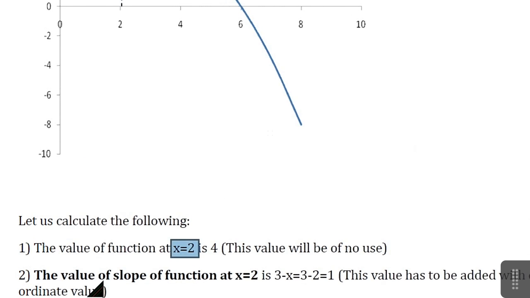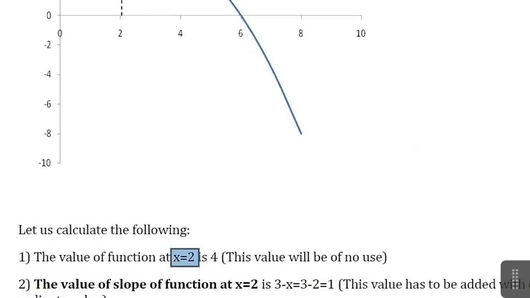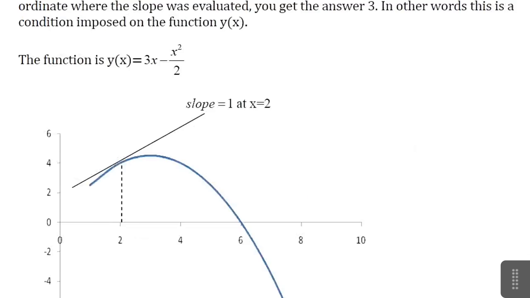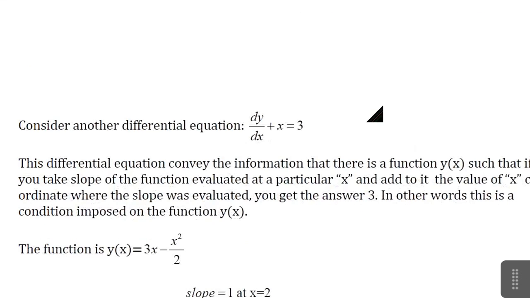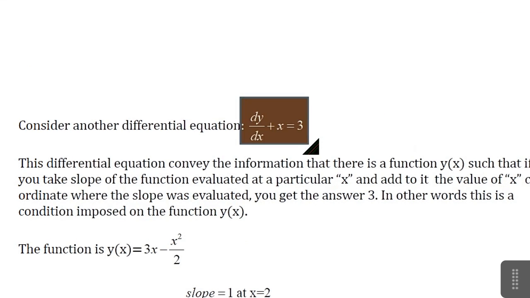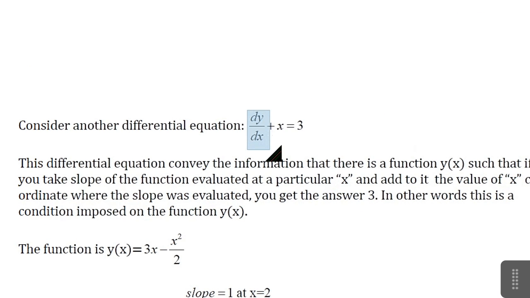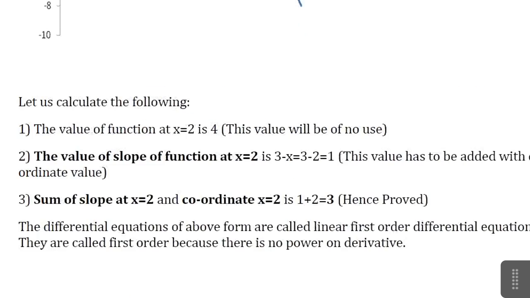Now second question is the value of the slope of the function at x equals to 2. Okay, so now you have to put this value x equals to 2 in the slope equation. That is, you have to put the value here. Okay, so this is the slope, and x is 2. So what is dy by dx at x equals to 2? It is going to be 1. Yes, it's going to be 1. You can see here that all we have done is put 2 in x.